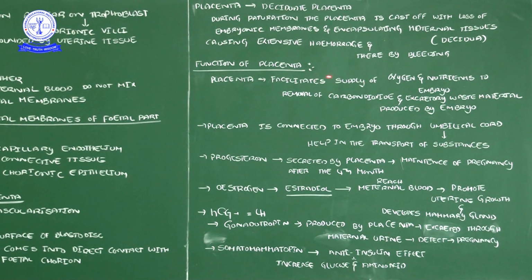See, functions of placenta. Placenta facilitates the supply of oxygen and nutrients to the developing embryo. Here imagine it, what I am explaining. When the baby is developing inside the mother's uterus, the baby requires nutritional food and oxygen. Baby can't take nutritional food and oxygen directly from the atmosphere, because of the baby's presence in the mother's uterus. So there is no direct contact for nutritional food and oxygen.